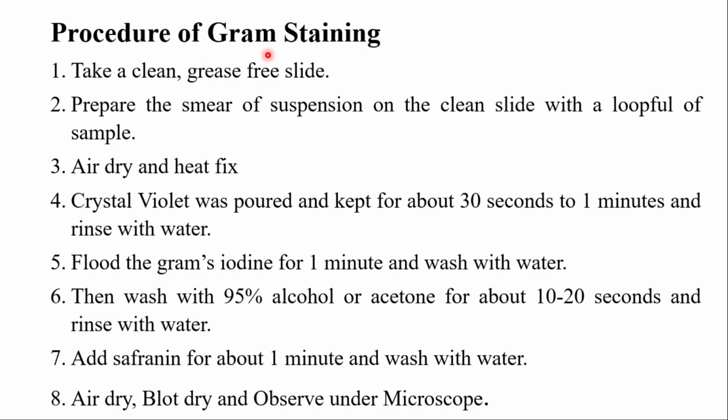Now see the procedure of gram staining. Take a clean, grease free slide and prepare the smear of suspension on the clean slide with a loopful of sample, air dry and heat fix. Crystal violet is poured and kept for about 30 seconds to 1 minute, and rinsed with water. Flood with gram's iodine for 1 minute and wash with water. Then wash with 95% alcohol or acetone for about 10 to 20 seconds and rinse with water. Now the second stain, that is the counter stain safranin, is poured for about 1 minute and then washed with water. Air dry the smear, blot dry and observe under the microscope.